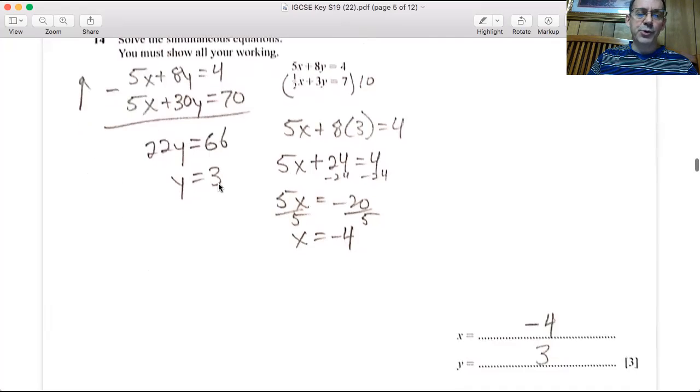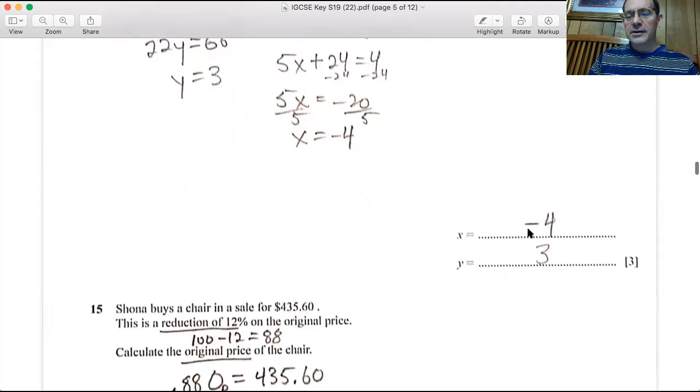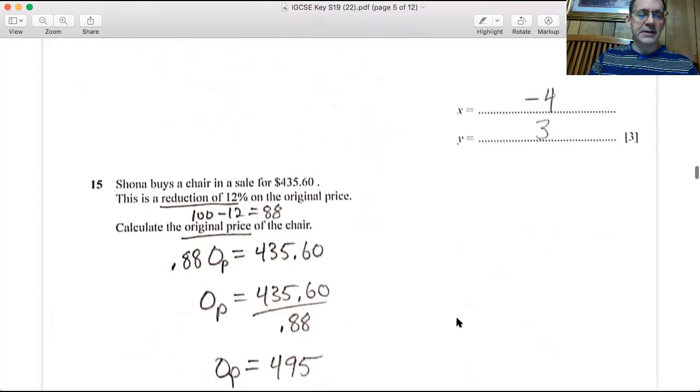Divide by 22, y equals 3. So plug that into one of the equations. I chose the top one, 5x plus 8 times the 3. So here's the 3 plugged in for the y, equals 4. 5x plus 24 equals 4. Subtract 24, 5x equals negative 20. Divide by 5, x equals negative 4. So our answers are negative 4 and 3.